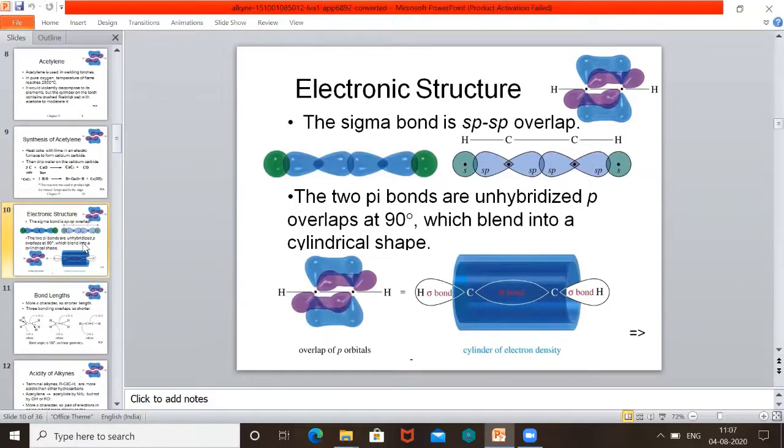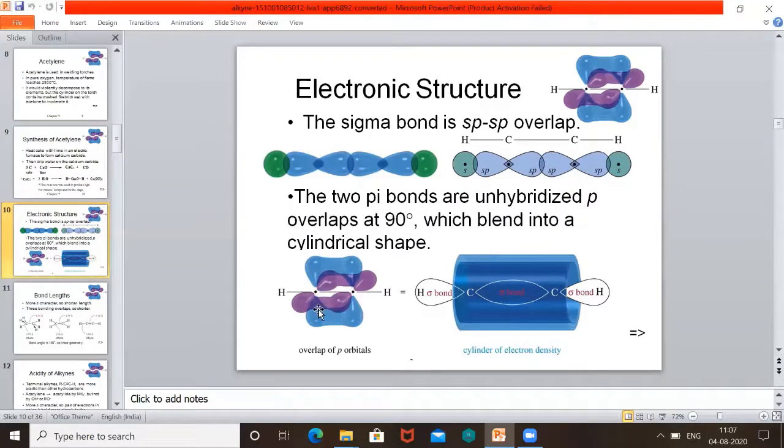If you see the structure of a triple bond, there will be sp hybridization. sp means two p orbitals will be unhybridized. They form pi bonds. Two pi bonds are formed, and the hybrid sp orbitals overlap. It forms a single bond. The two pi bonds are unhybridized p orbitals at 90 degrees, which bend in cylindrical form.